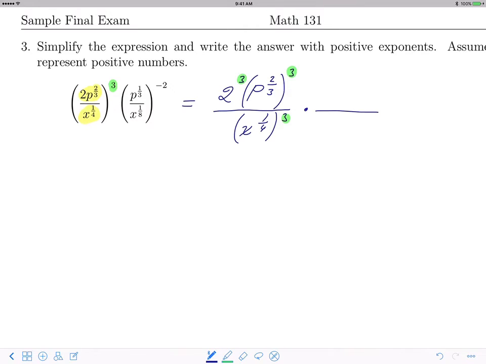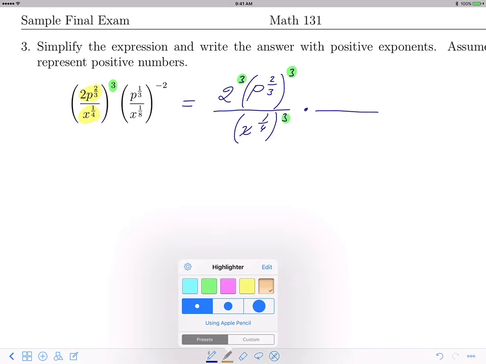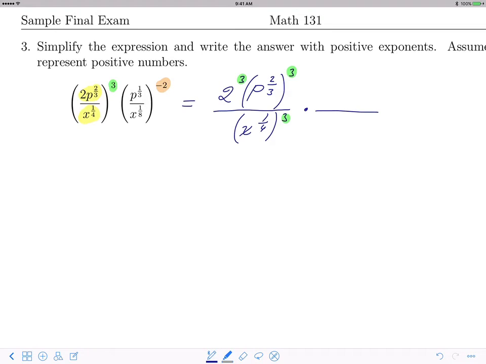In the second piece, the exponent of -2 is going to act on both factors in the numerator and denominator. So we would get p to the 1/3 to the -2, x to the 1/8 to the -2. We see here that this exponent acts on both of the factors. This is the quotient rule. Alright, so let's actually work these out.